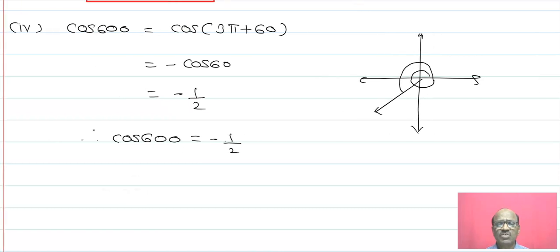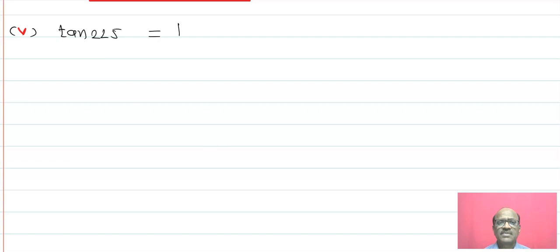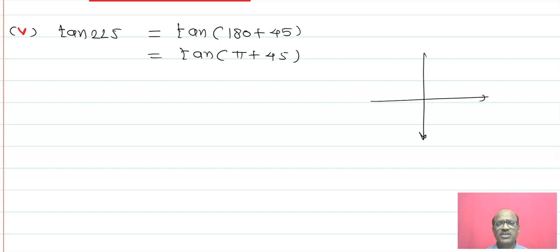That is, cos of 600 is equal to minus 1 upon 2. Now next is tan of 225. Again it is written as 180 plus 45, and again 180 means what? Pi. Whenever there is a pi angle, the function remains as it is. It comes in the third quadrant. In the third quadrant tan is positive. Therefore tan of pi plus 45 is tan of 45.